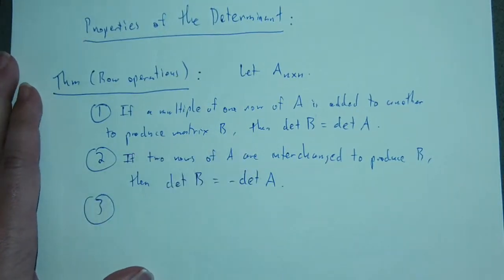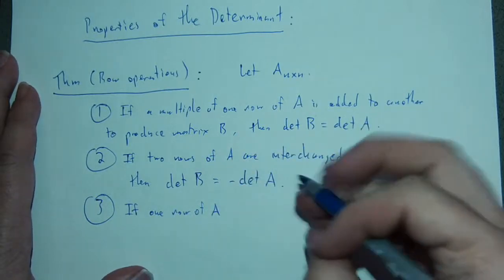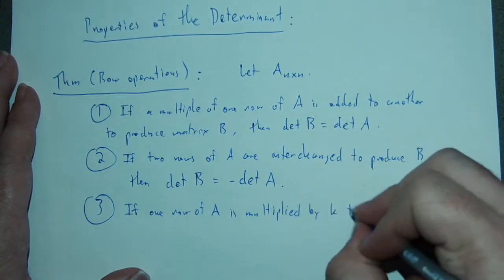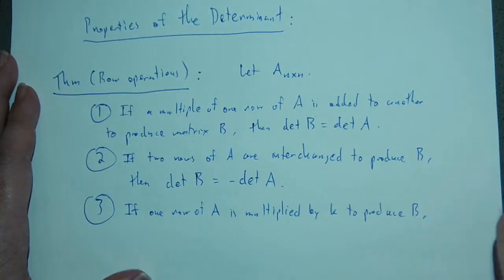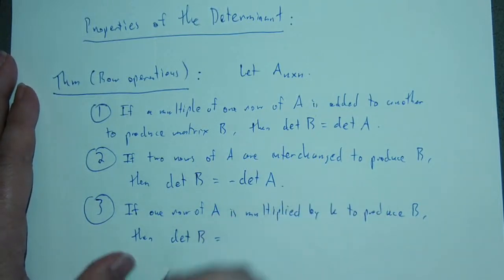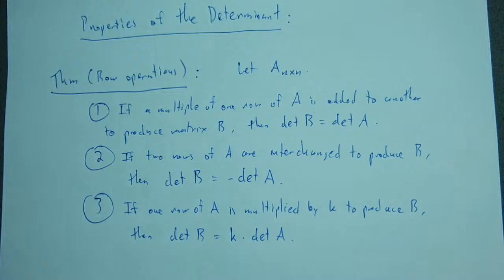Okay. The third thing, if one row of A is multiplied by K to produce B, then the determinant of B is equal to K times the determinant of A. So, this one tends to trip students up sometimes because you look at it and you think, okay, you're only multiplying one row, not the entire matrix by K.